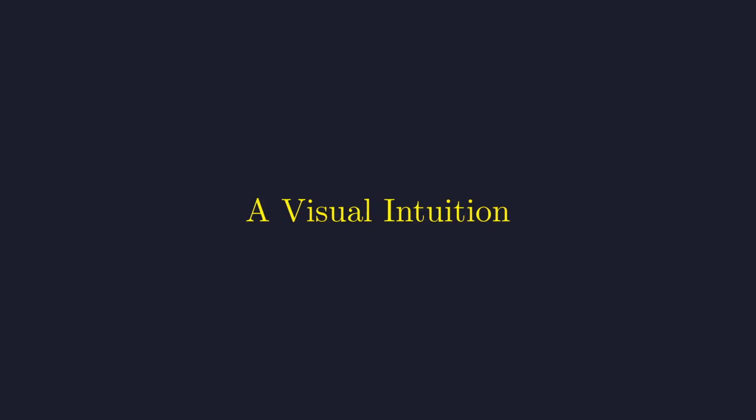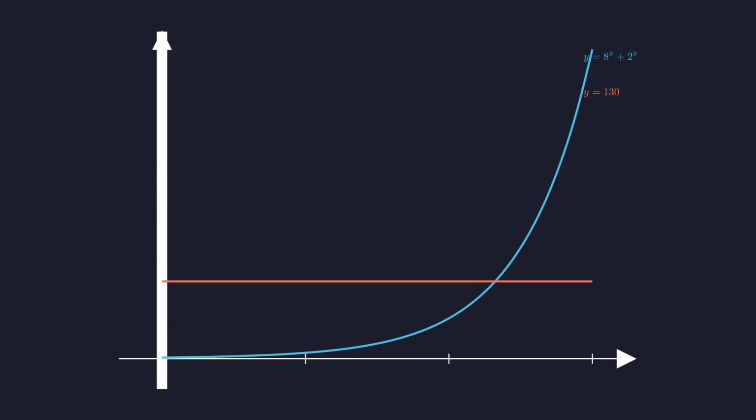Before we dive into the algebra, let's see what we're dealing with. We can think of this as finding where two functions intersect. The first function, y equals 8 to the x plus 2 to the x, is this incredibly fast-growing blue curve. The second is just a horizontal red line, y equals 130.